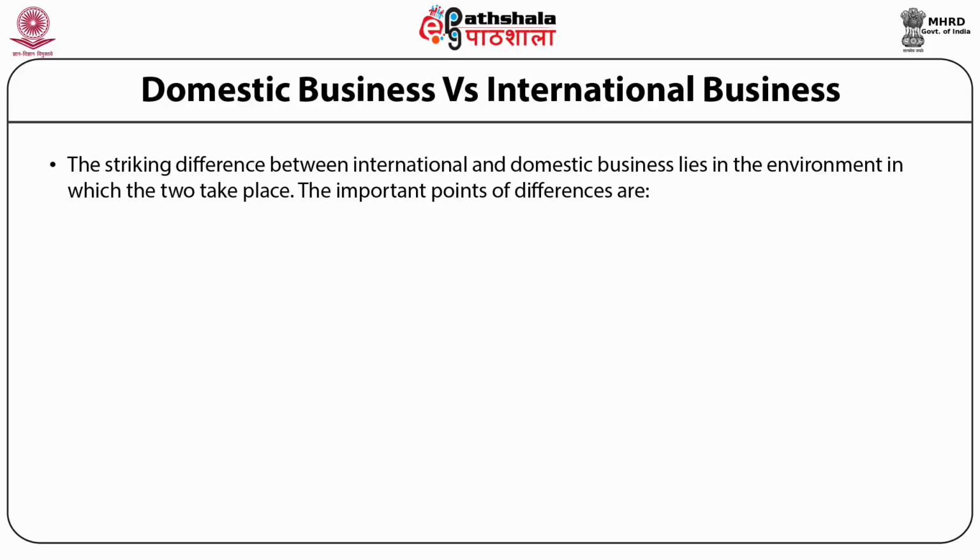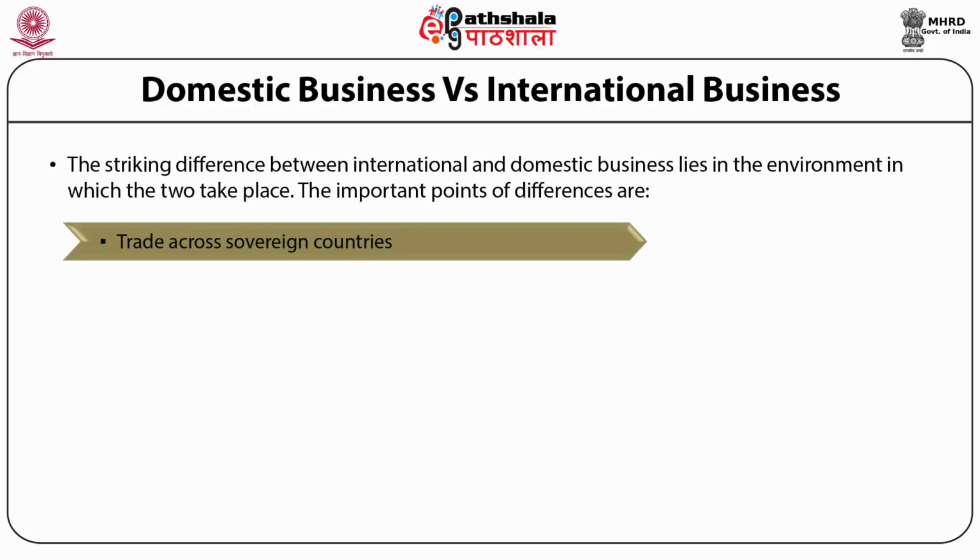The important points of difference are: first, trade across sovereign countries. Each country is a sovereign political entity and therefore several restrictions are imposed by them for importing and exporting goods and services in order to safeguard their national interest. The traders in international business have to observe such restrictions.